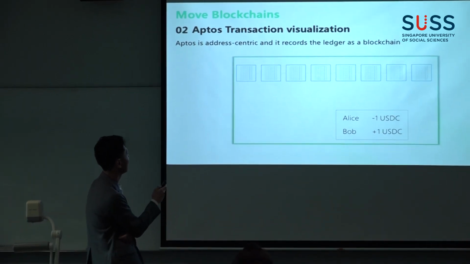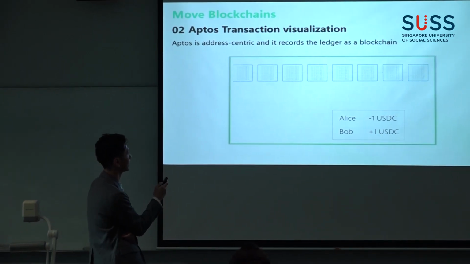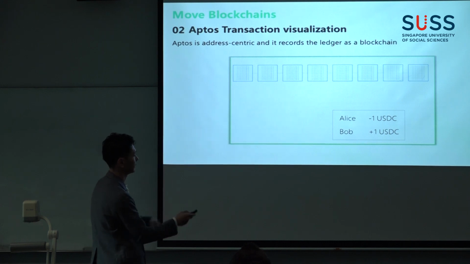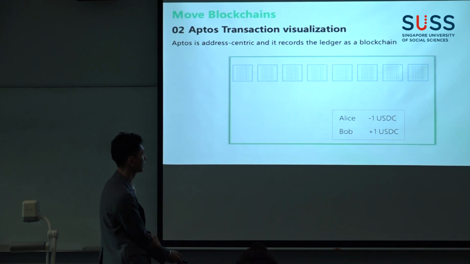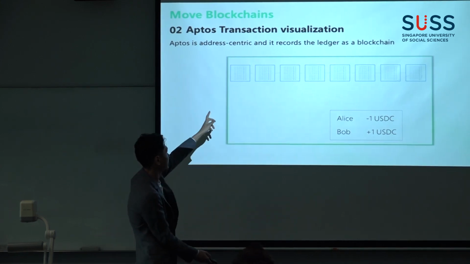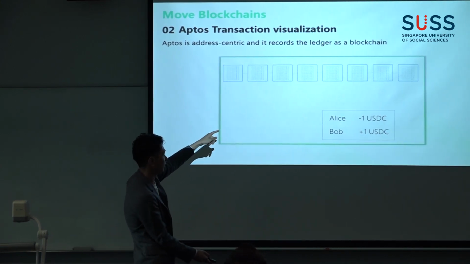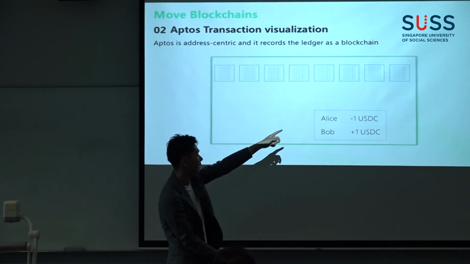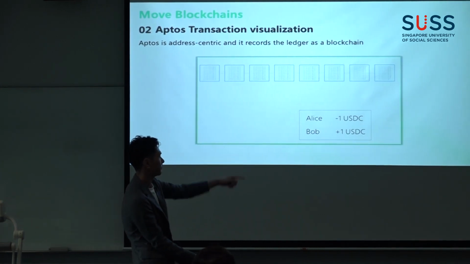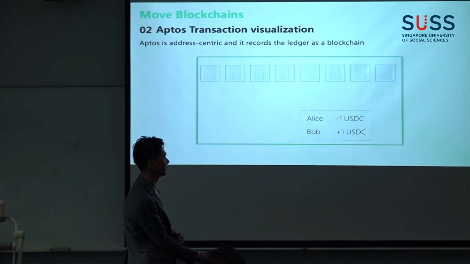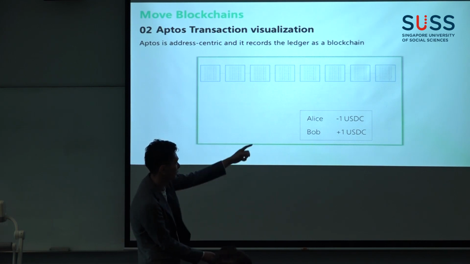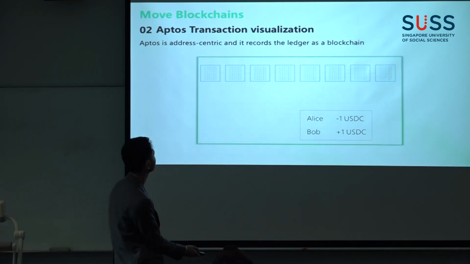So Aptos is address-centric and it records the ledger as a blockchain. It's a little bit similar to Ethereum and other blockchains. For example, the transactions will be included in the block. In one of the blocks, Alice will have a few USDC and Bob will have 1 more USDC, which is a basic transfer function, and it's recorded in the ledger.